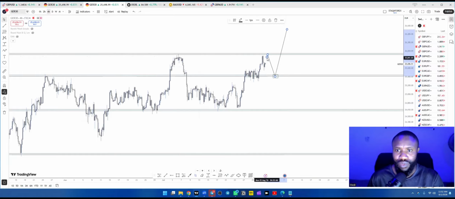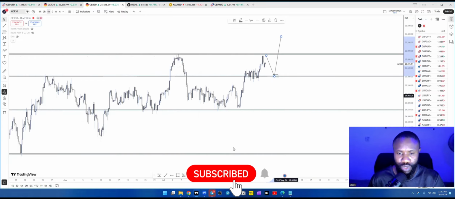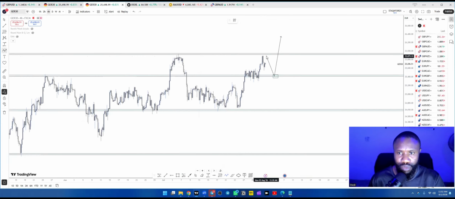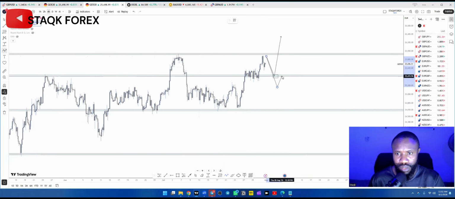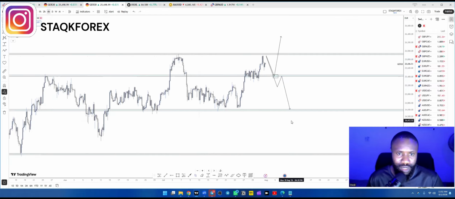Okay, so from here back to the trend, or from here breakout, retest, then a drop. This is what I'll be expecting on GER30.